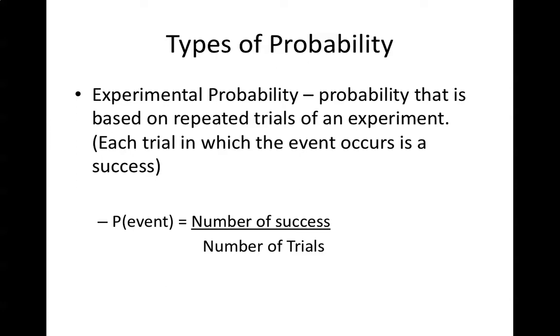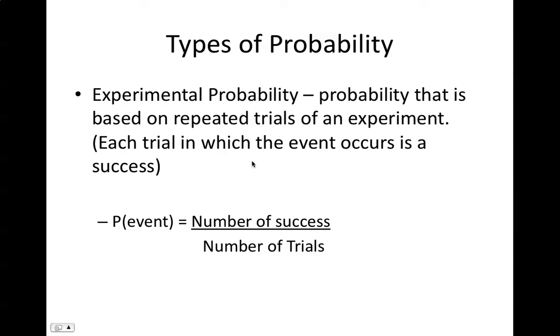So if you're trying to figure out the probability of flipping a coin and it landing on heads, and you were going to do this several times as an experiment, every time the coin did land on heads, it would be considered a success. Just as with theoretical or uniform probability, we have a formula, and the formula for this is the number of successes, so each time you get the outcome you're looking for, over the total number of trials, so how many times you actually tried the experiment.